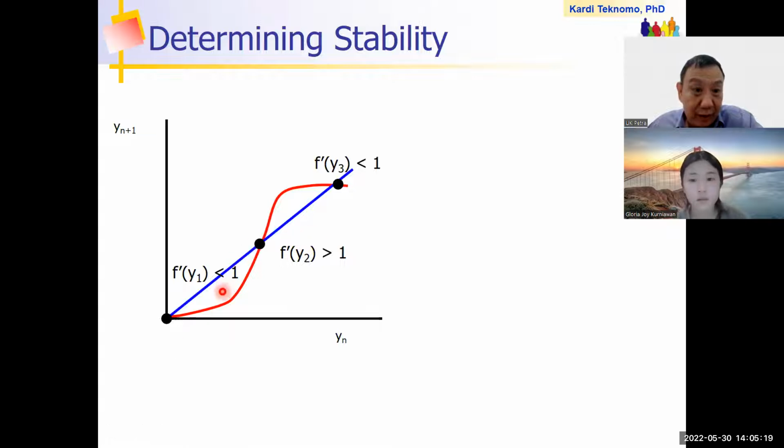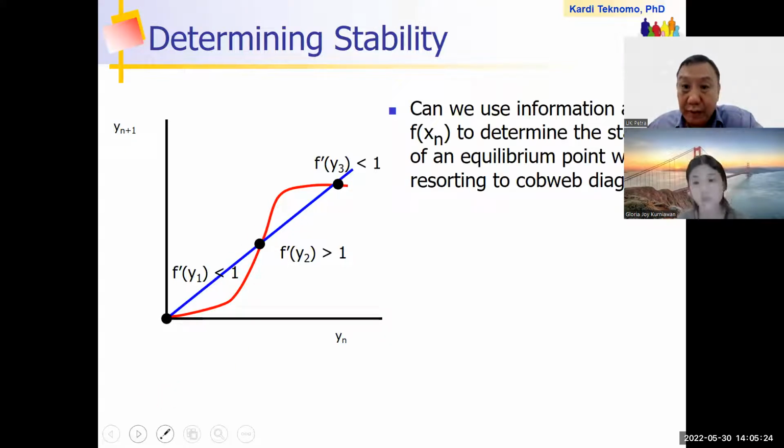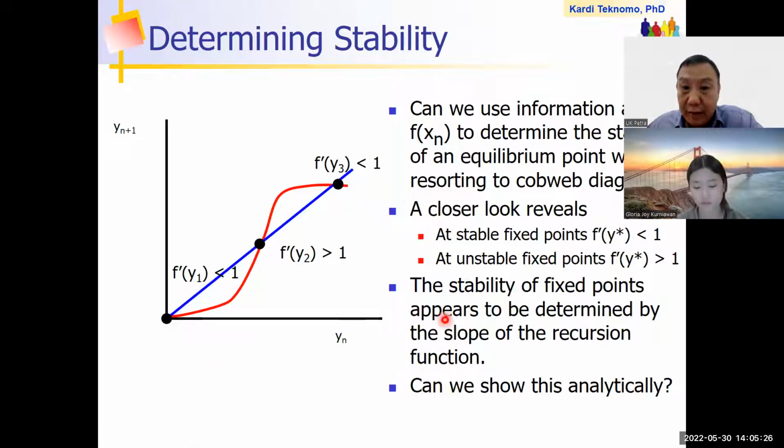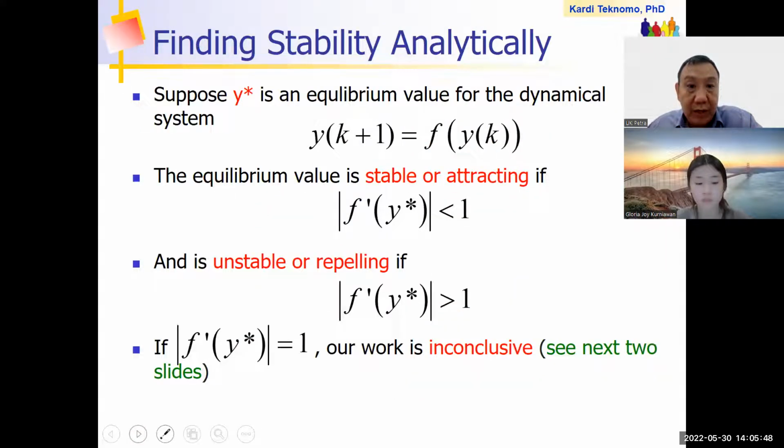So again, you can determine the stability using the web diagram from a while ago. Check the gradient, which is the first derivative. If the first derivative is less than 1, it's stable. If the first derivative is larger than 1, this is unstable. From the gradient you can start to see. So because of that web diagram, now we can see the criteria.